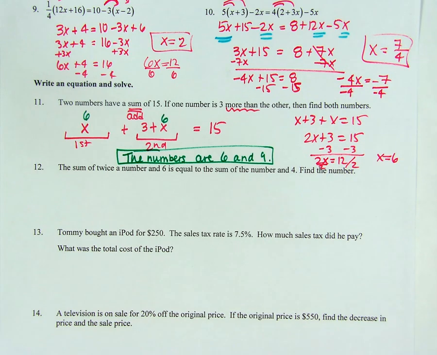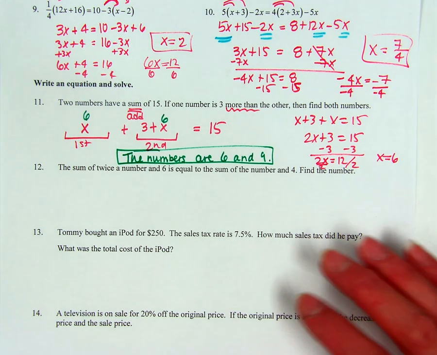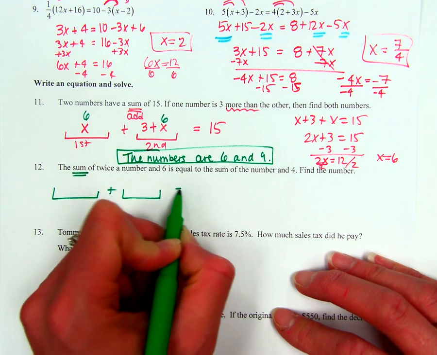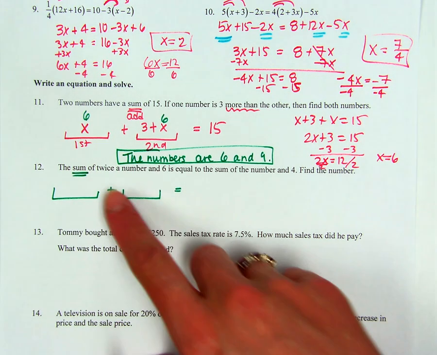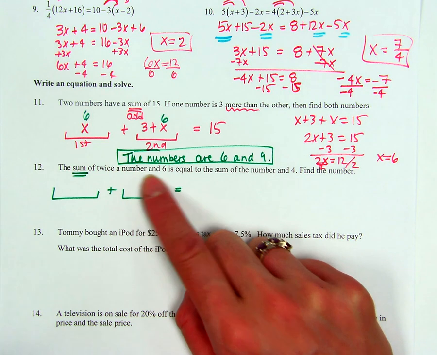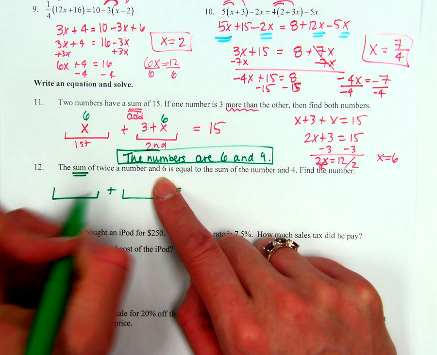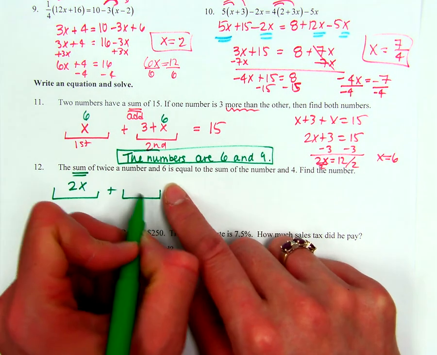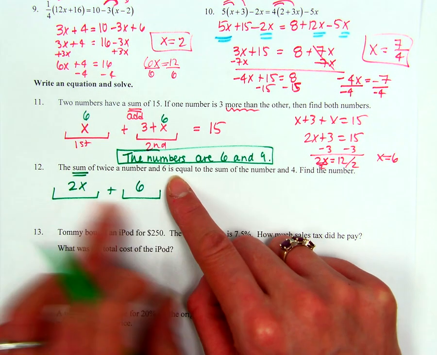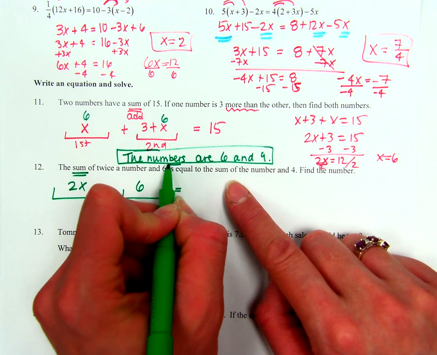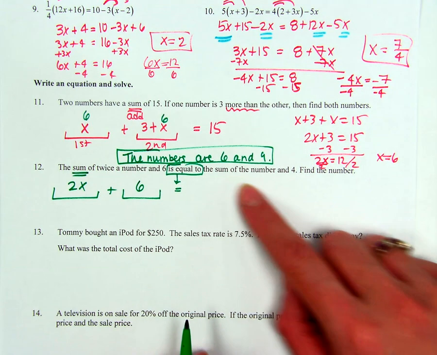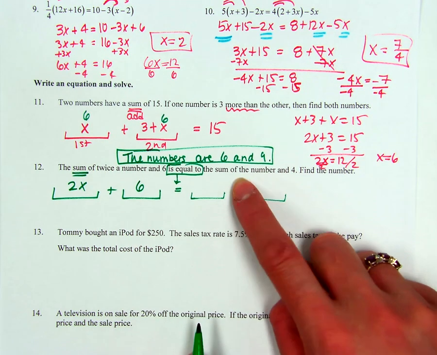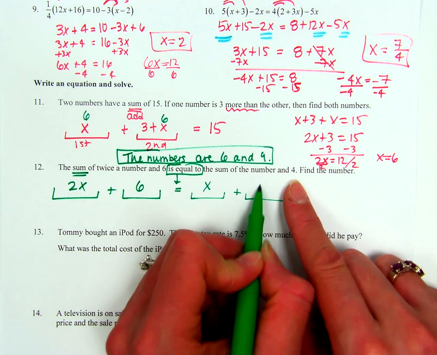All right, we're going to keep going. So number 12, the sum of twice a number. So the sum means I'm going to add something plus something. It should be equal to something else. The sum of twice a number and 6. So twice a number means 2 times a number, and 6 is equal to, so that tells me where I should put my equal sign, the sum of, meaning I'm going to add something plus something, the number, and 4.